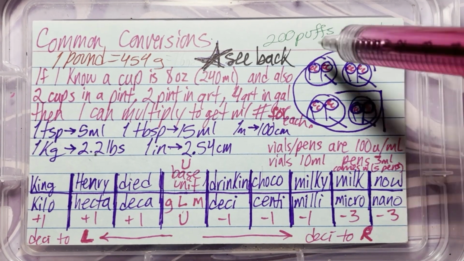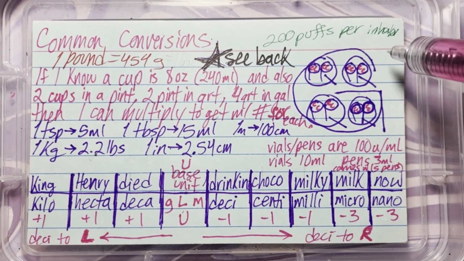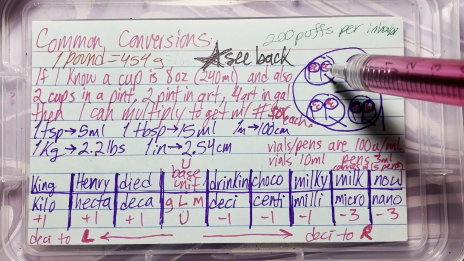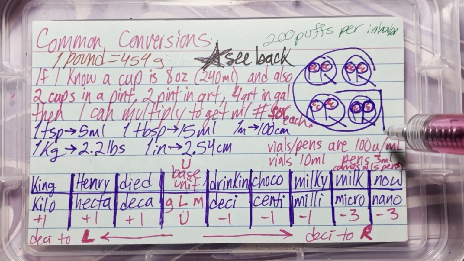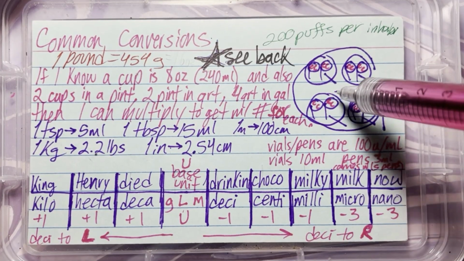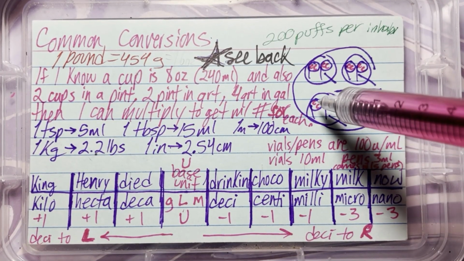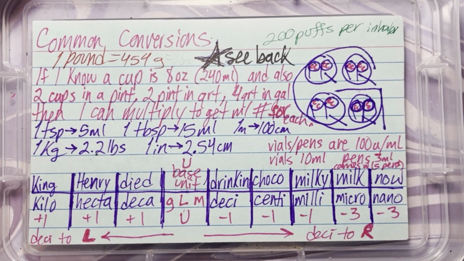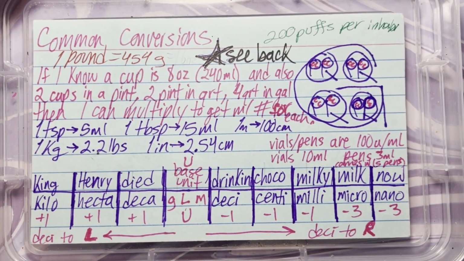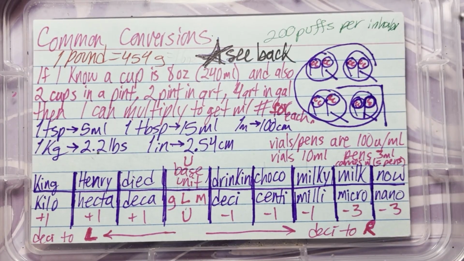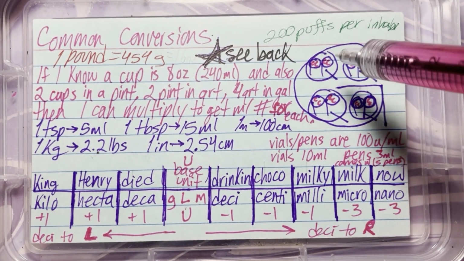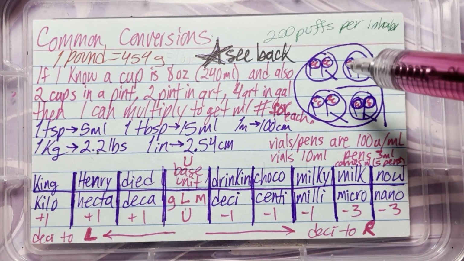This is called the G House. Again, not sure who came up with this, but the G House is a gallon, and there are 4 quarts in a gallon, 2 pints in a quart, and 2 cups in a pint. I forget the sentence that's like, there's 2 cups living in a pint and whatever. Just remember that there are 4 quarts in a gallon, 2 pints in a quart, 2 cups in a pint.